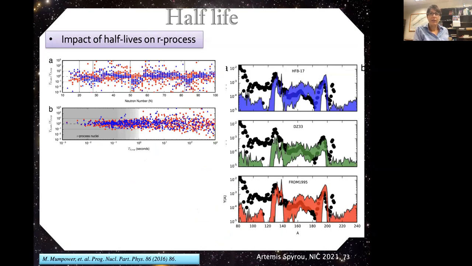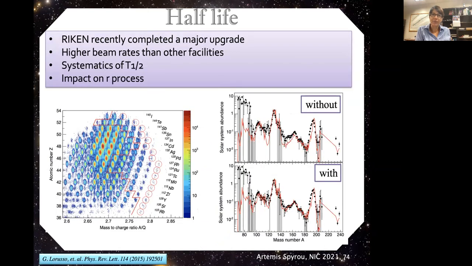So in terms of the half-lives, of course, half-lives are important, and we've seen that many, many times. Here is a sensitivity study showing that with the uncertainties in half-lives that we had in 2016, the abundance predictions vary by quite a lot. And so we do need to have all of those half-lives measured.